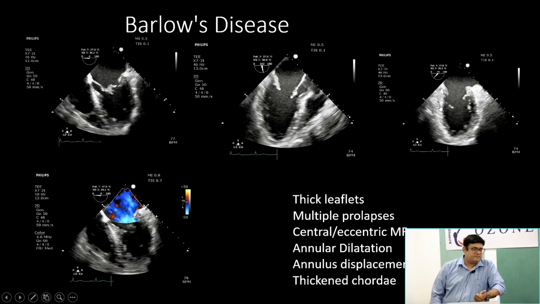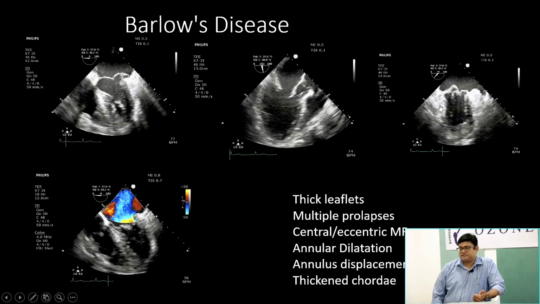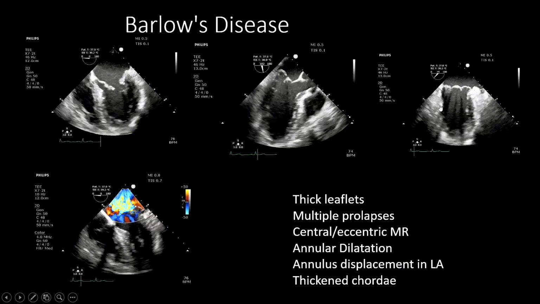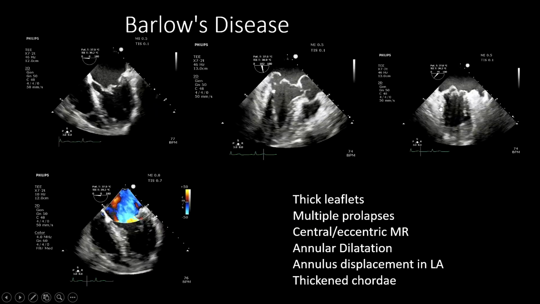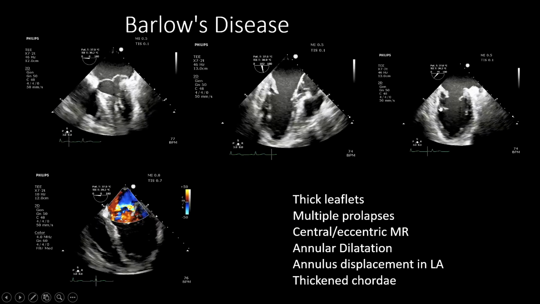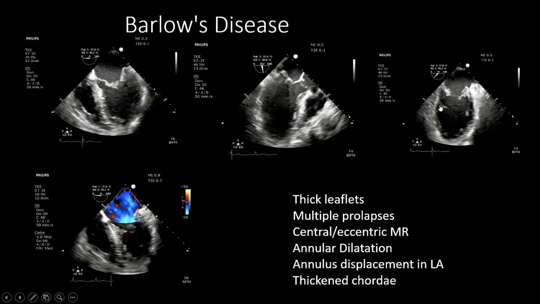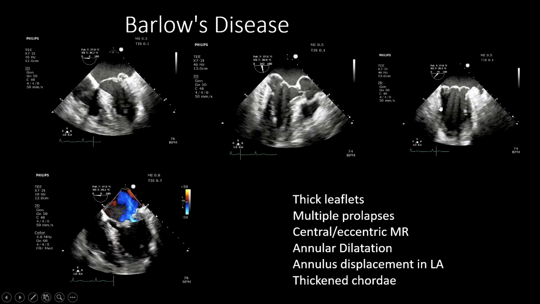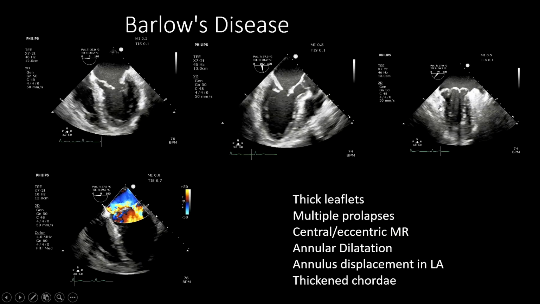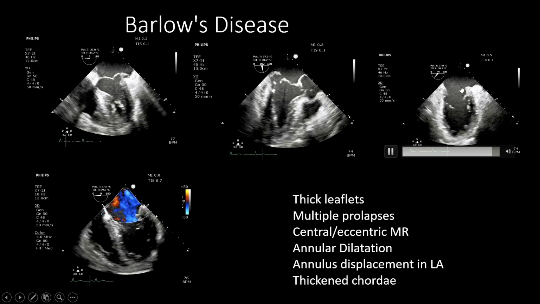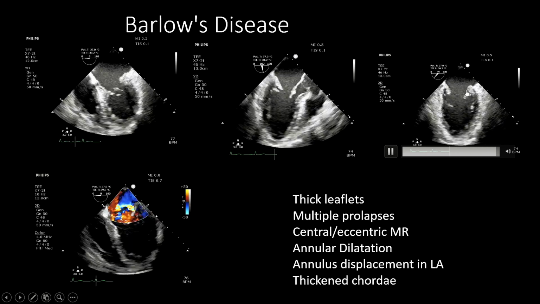The next is Barlow's disease. Barlow's disease is nothing but again a degenerative disease of the mitral valve, which is characterized by myxomatous deposits in your mitral valve. Because of these depositions, the leaflets become thick. There are multiple prolapses. Not just a single prolapse, but multiple segments of the mitral valve start prolapsing. As you can see in this image, almost all three segments are prolapsing.